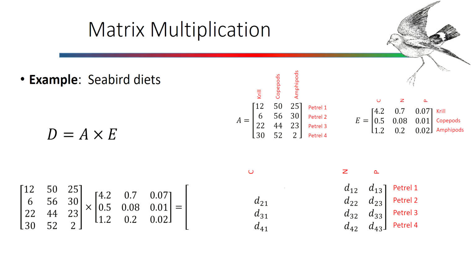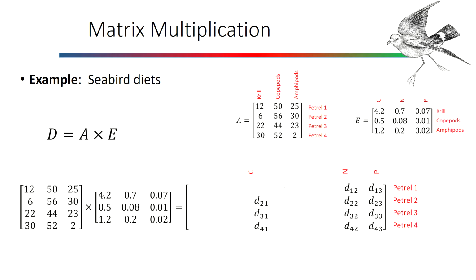Now if we multiply A times E, we can get a new matrix D that will correspond to the amount of carbon, nitrogen, and phosphorus in the diets of each of our petrels that we sampled. The first element is the dot product of the first row of matrix 1 multiplied by the first column of matrix 2.